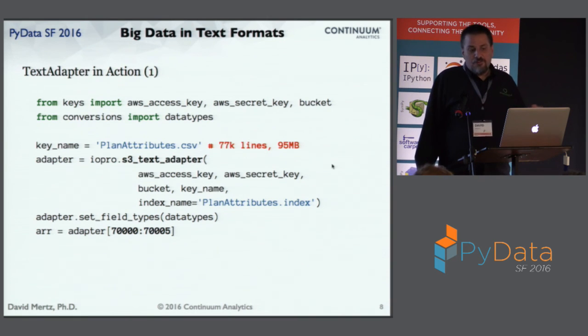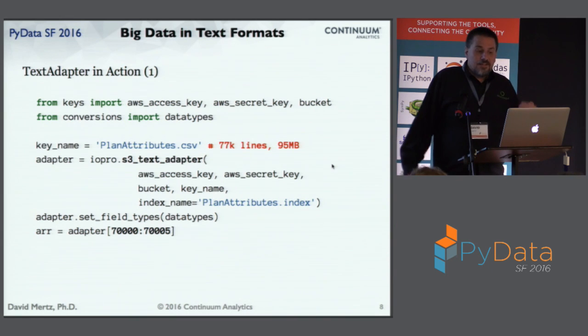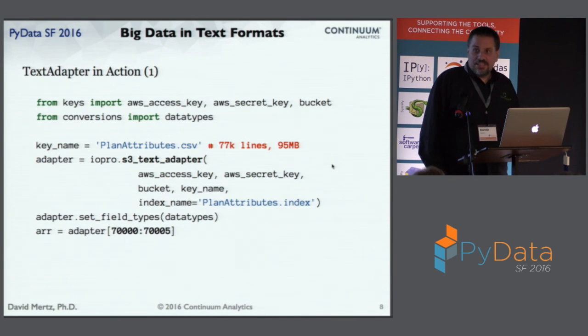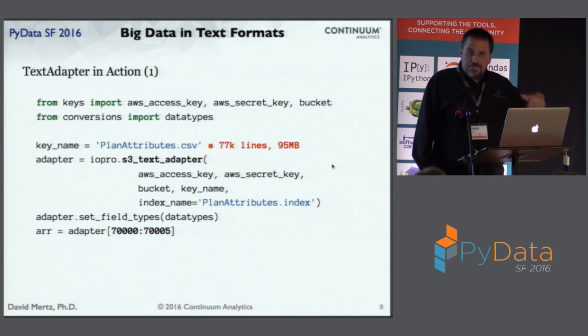So this is a fairly small file, and maybe it won't show things to the best effect, but here on S3 there is this data from the health insurance stuff called plan attributes that has 77,000 lines, and it's a 95 megabyte file. And okay, you could load that into memory. That's not absurd to do. But I just want to show you the API at this point, and I'll show you a little bit with some larger data. So we can just create this adapter object that accesses, with the key information and the bucket name and all the usual stuff in S3 access.